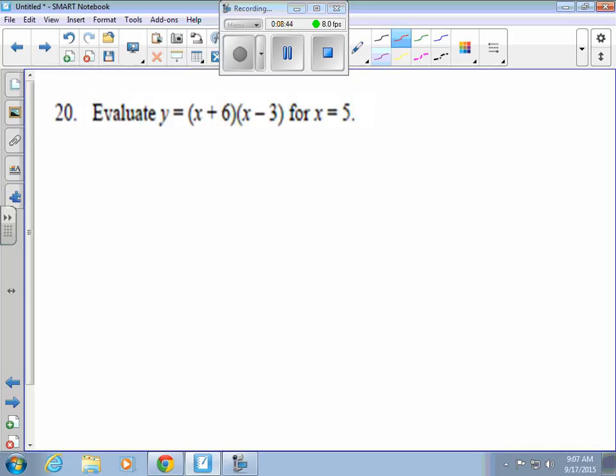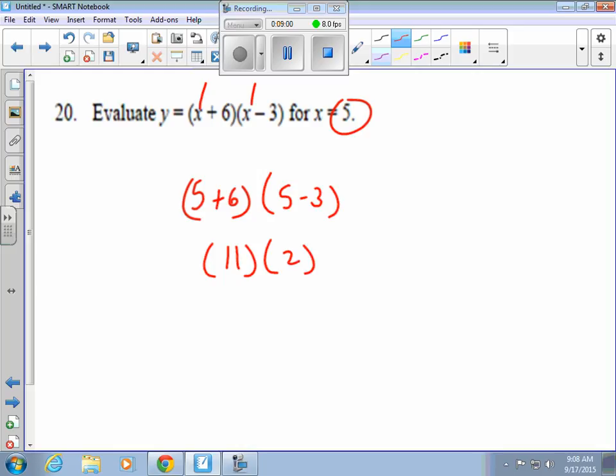Number 20 says to evaluate y equals x plus 6 times x minus 3 when x is equal to 5. First thing you're going to do is sub in 5 in each of those spots. 5 plus 6 times 5 minus 3. 5 plus 6 we know is 11 times 5 minus 3 is 2, so y is 22.